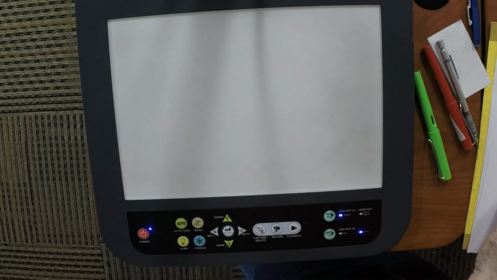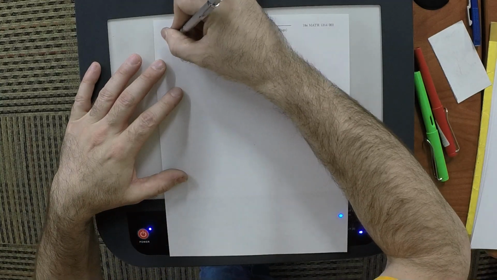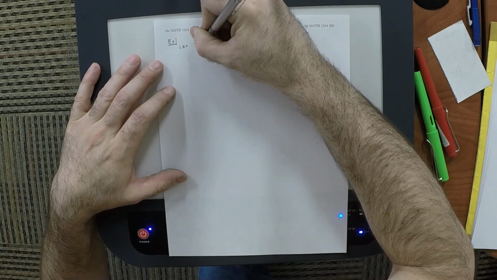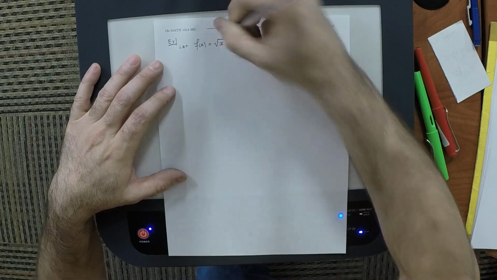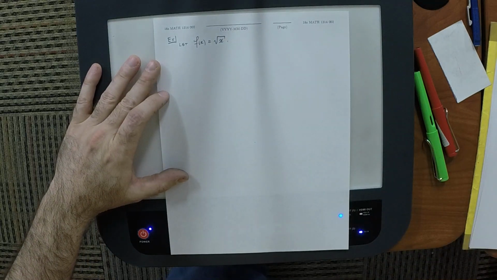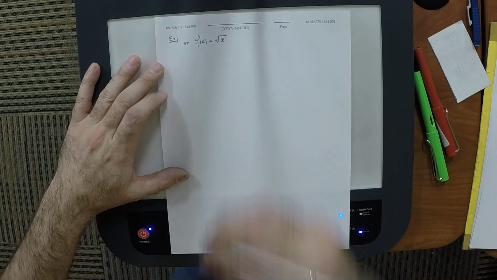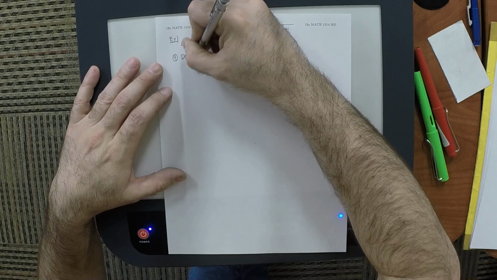Okay, finally. I'll say let f of x be the square root of x. So a function defined by the expression square root of x. What's the domain of this function?